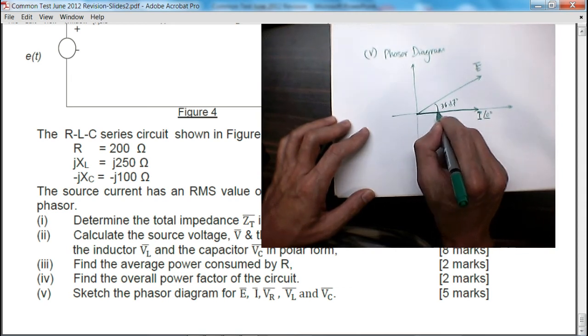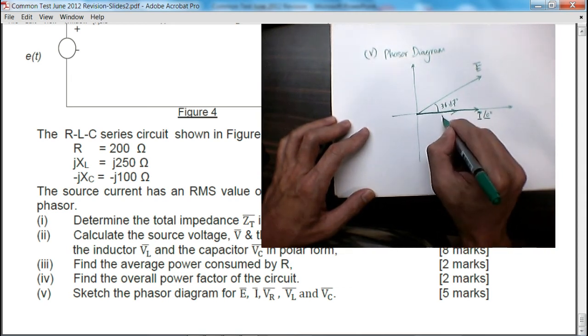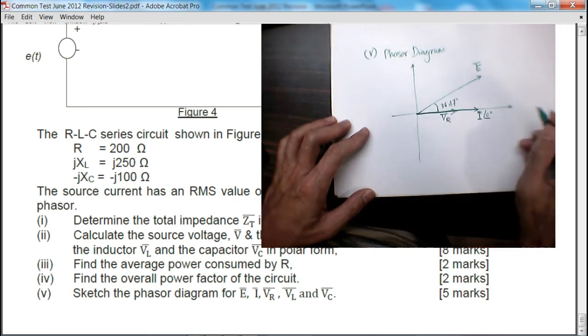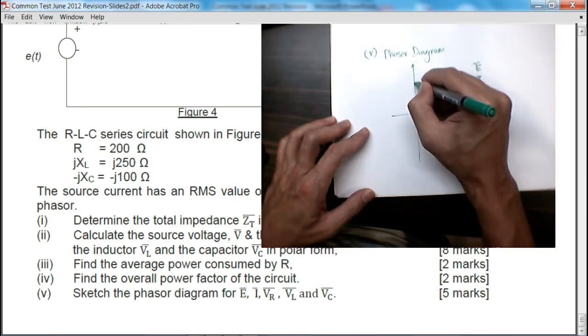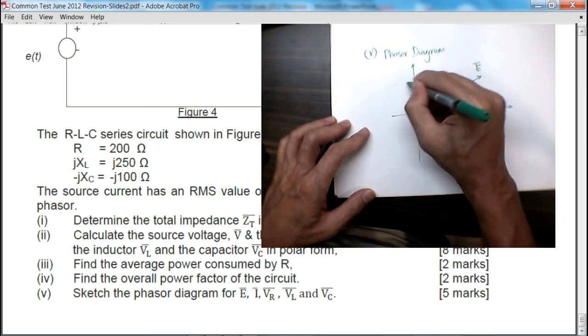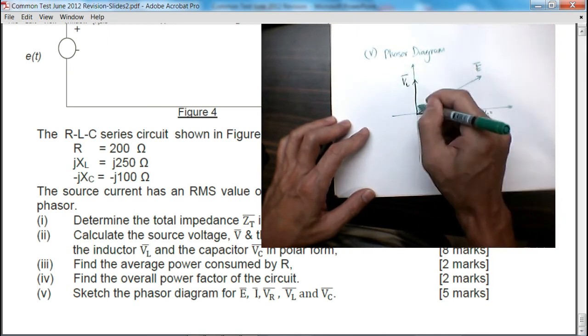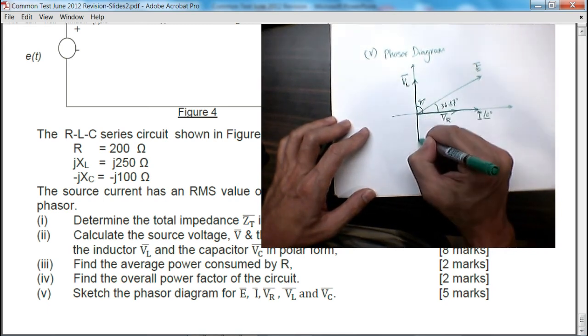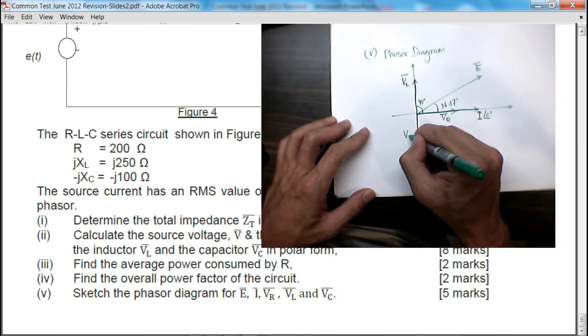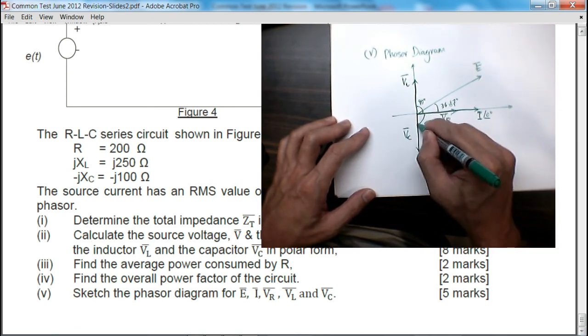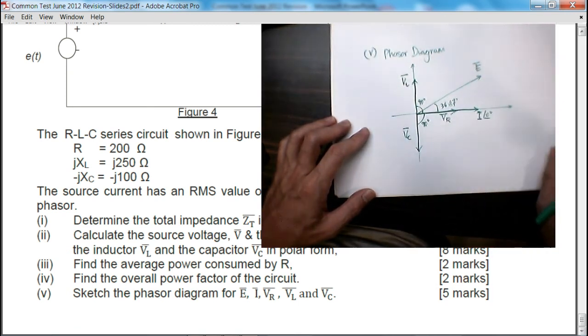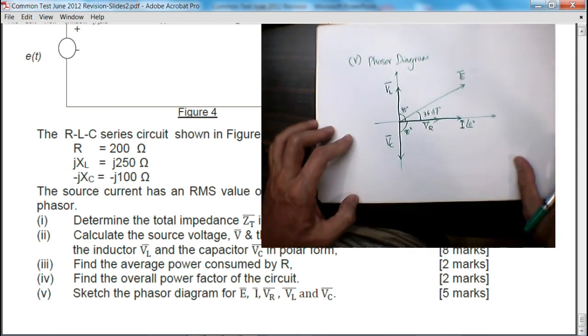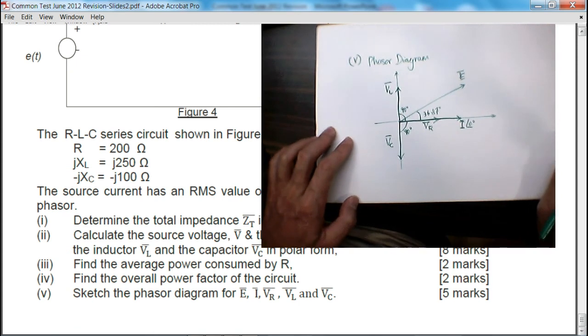The voltage across the resistor is in phase with the current, so this is VR. The voltage across the inductor is plus 90 degrees, so it should be going upward. It's VL, which is 90 degrees. And we have VC, which is going the other way, minus 90 degrees. Okay, here you are. This is the phasor diagram and the final answer to this question.